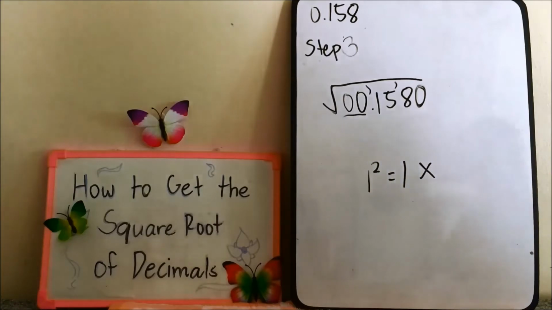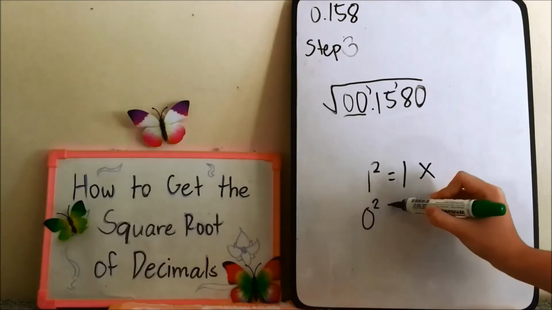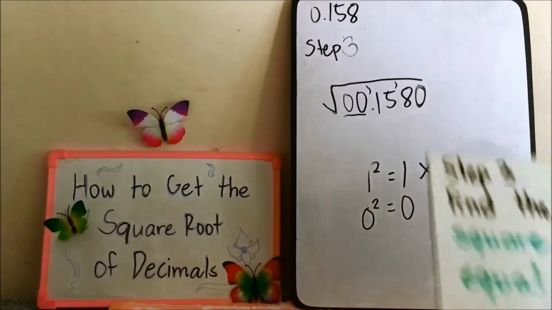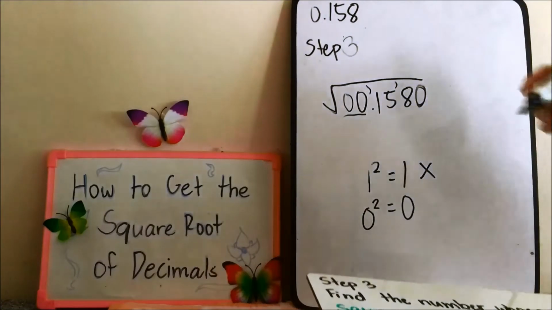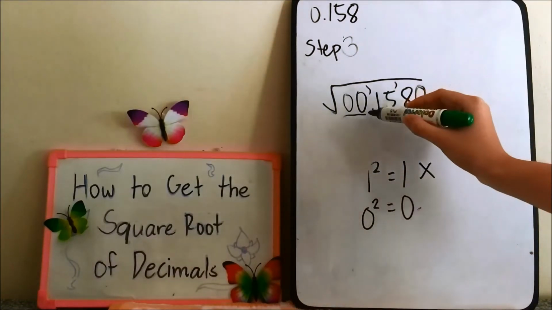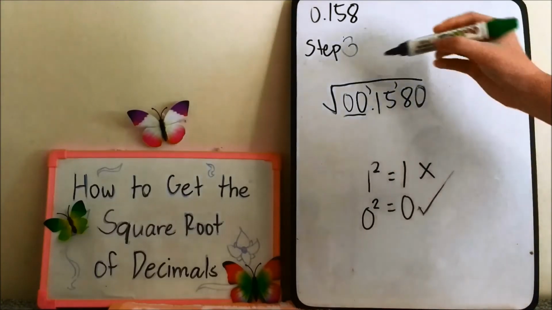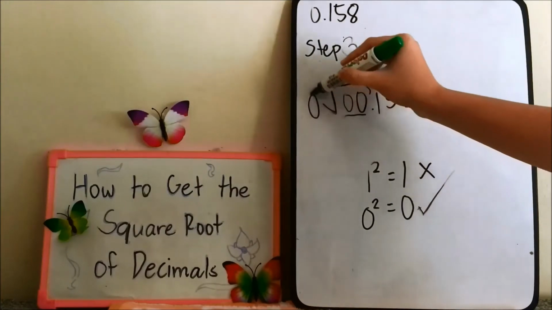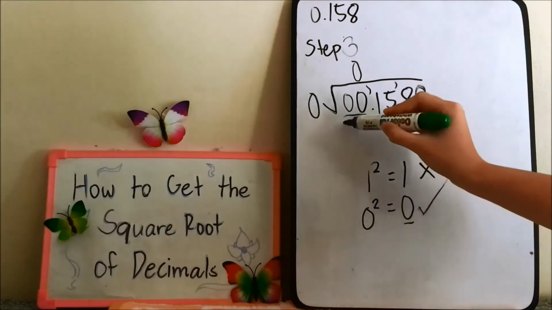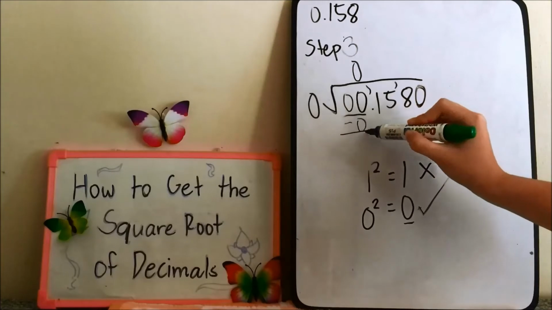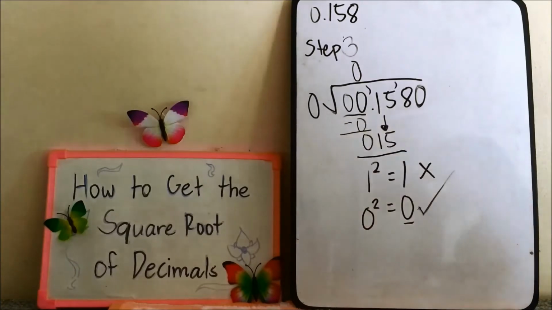So let's try one more trial and error. Let's try 0. So 0 squared is equals to 0. So it says here that the square of the number should be less than or equal to the first pair, which is 0. So in our case, 0 is equals to 0. So now this is what we are looking for. We will write this number above and beside our radical sign and then subtract its square, which is 0, to our first pair. So 0 minus 0 is equals to 0, and then we will bring down our second pair, which is 15. Now let's move on to our next step.